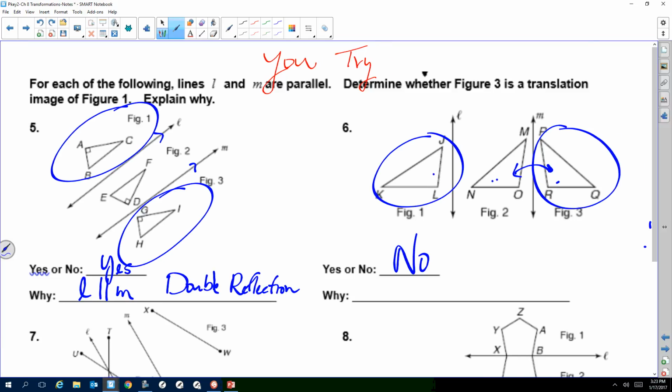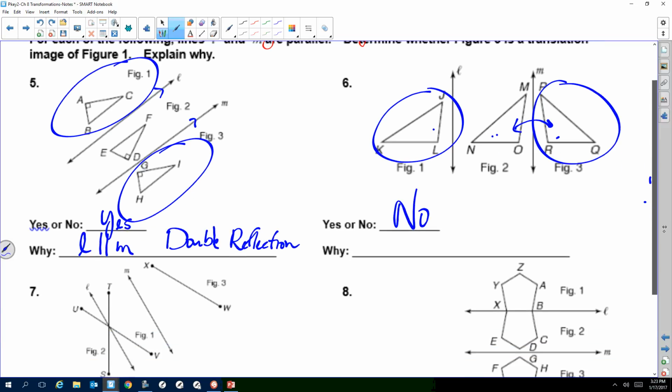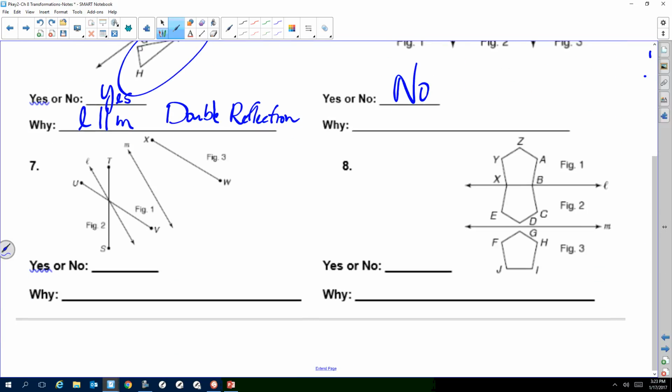All right, number 7. Look at figure 1 and figure 3. Would that be a translation? Okay. Yeah, this one is yes. Last one, figure 3 and figure 1. Yep, it's a translation. You have two reflections. That was reflected and then reflected again over parallel lines.